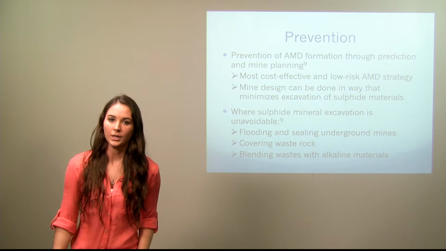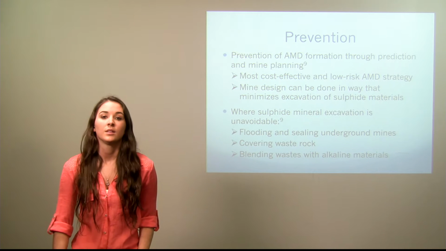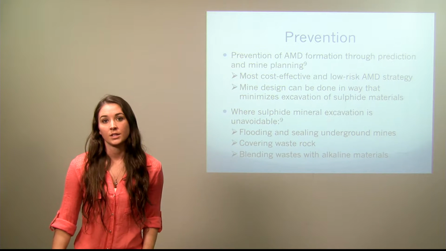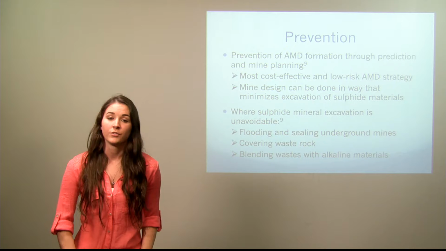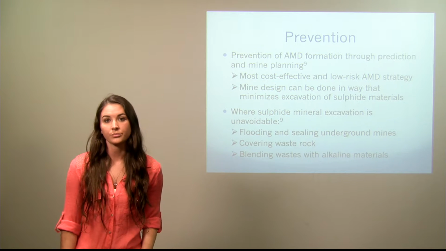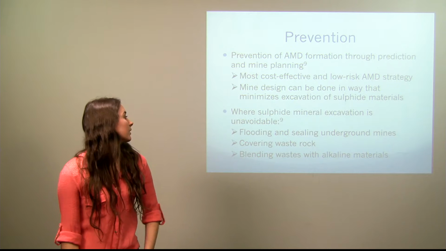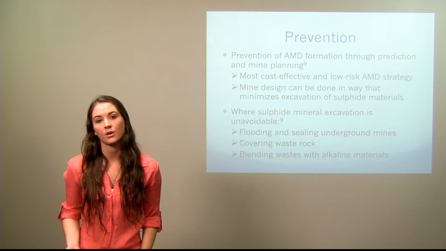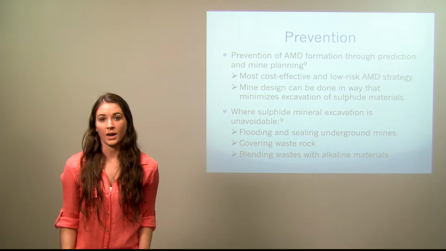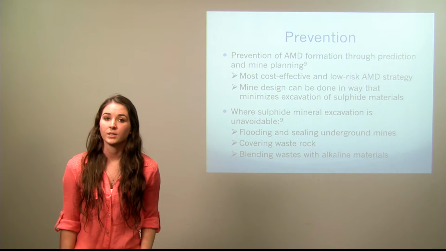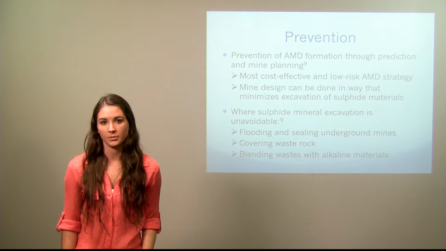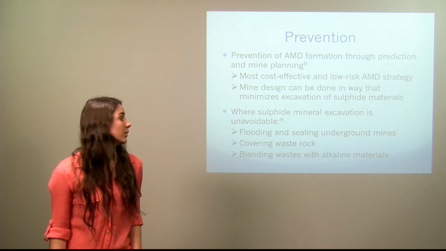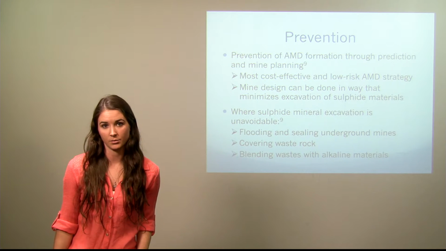Some of these strategies include flooding and sealing of underground mines. This is done where it is possible to completely isolate the mine by sealing off all entrances, therefore preventing water from entering or exiting. Also, covering waste rock with clay, plastic, or soil can be done to reduce the amount of oxygen available to react with pyrite, and it also prevents precipitation from forming acid mine drainage and transporting it. Also, wastes can be blended with alkaline materials to neutralize the acid mine drainage.